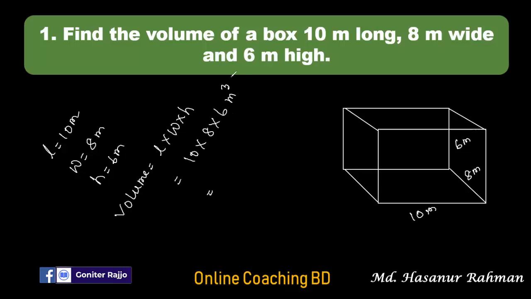And remember, that is a very important thing. The unit of the volume should be meter cube or centimeter cube or kilometer cube. That means the power should be 3. So 10 times 8 times 6. 6 times 8 is 48. 48 multiplied by 10, that is 480 meter cube. That is the answer of number 1.